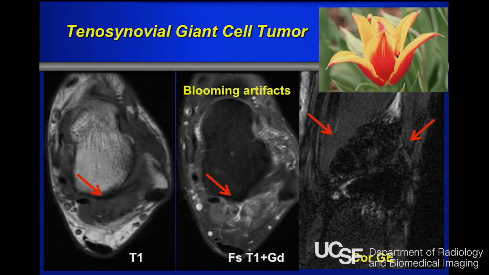Another important thing is if you want to differentiate synovial osteochondromatosis and tenosynovial giant cell tumor, what really helps is to perform gradient echo sequences, because they really show these blooming artifacts where the hemosiderin, which is not very well shown in these fast spin echo sequences, is really amplified, and you see these large blooming artifacts.